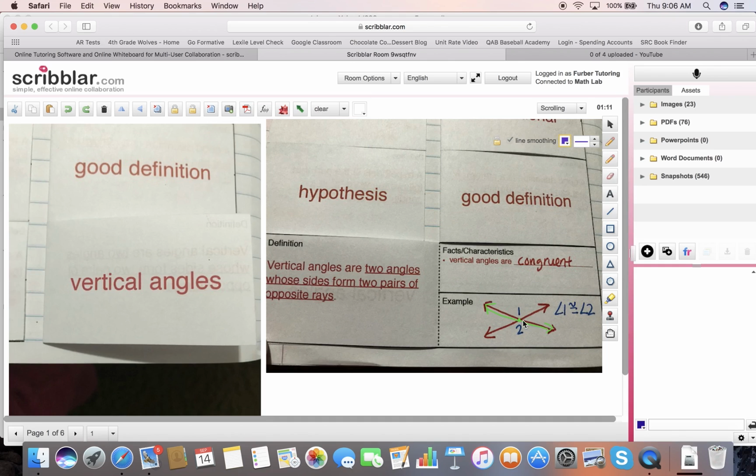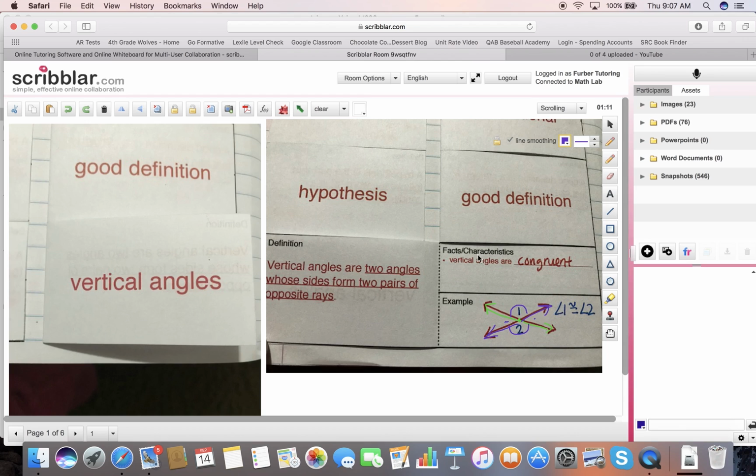And then you can see that the same thing is true this way and this way. Those sides are made by doing opposite rays. So this is an opposite ray of this. This is an opposite ray of this. So this and this are vertical angles. Now these two would also be vertical angles, but these two are just the ones we're focusing on.